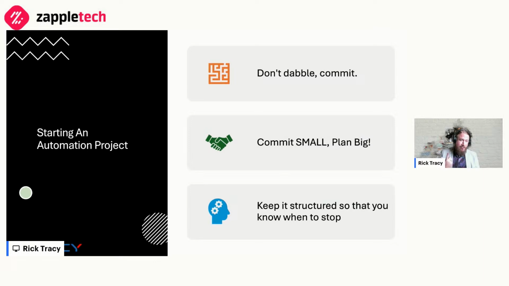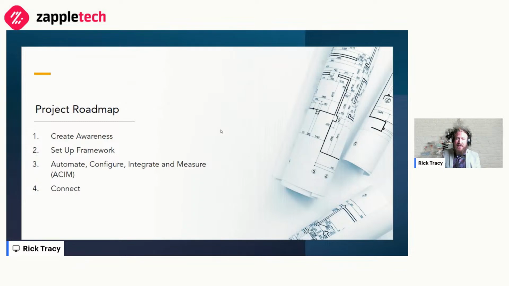So the three rules again: Don't just dabble, commit, but commit to small things you can deliver in intervals, and keep it structured so that people can see what's going on and that you can keep track of it as well. In that way, it's good to have a project roadmap. And in the roadmap, there's 4 steps. You create awareness, first of all. Then you set up a framework. Then you automate, configure, integrate, and measure. And lastly, you connect. And by connect, I mean you're connecting the automation to your other software development practices.